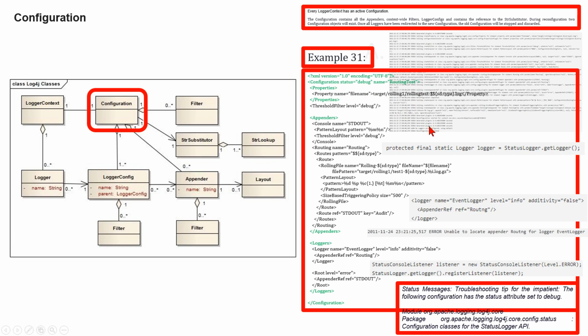If the status attribute is set to error, only error messages will be printed to the console. This makes troubleshooting configuration errors possible. As an example, if the configuration above is changed to have the status set to error and the logger declaration is changed like this, the following error message will be produced here.